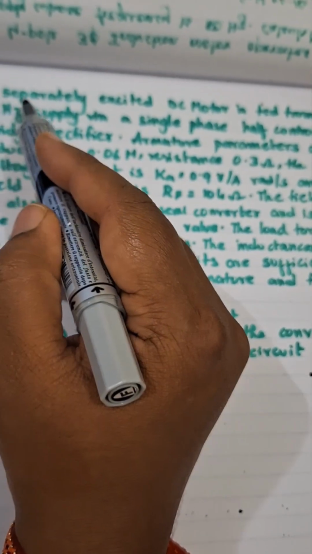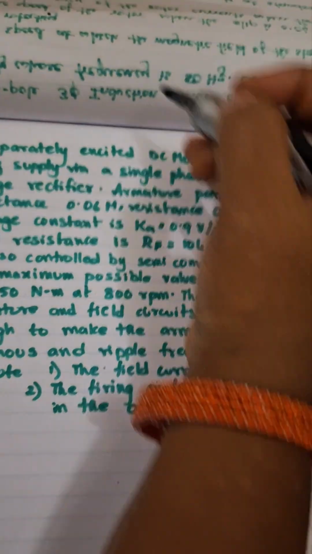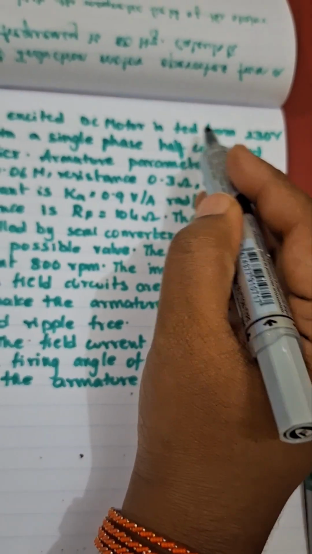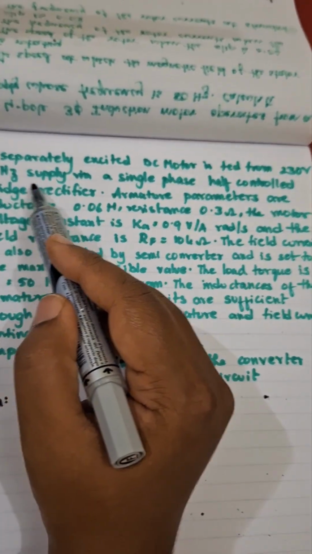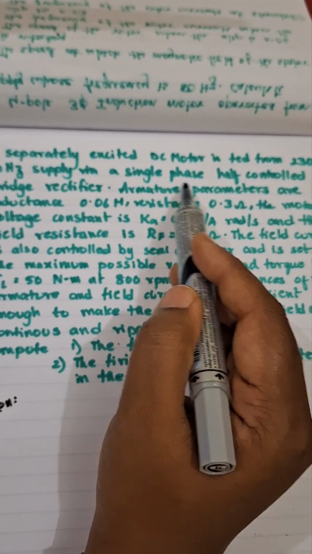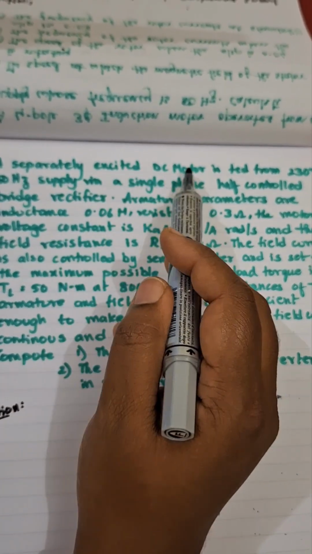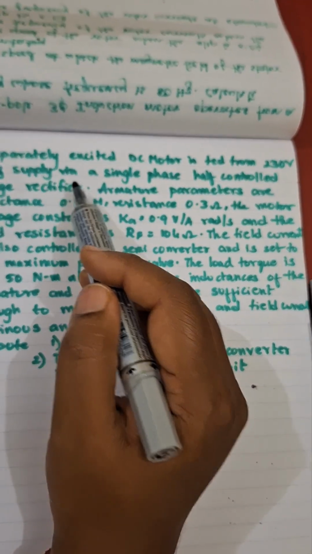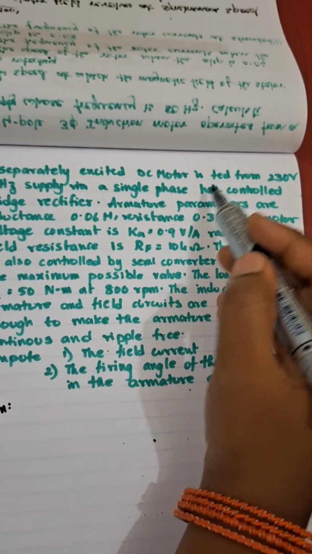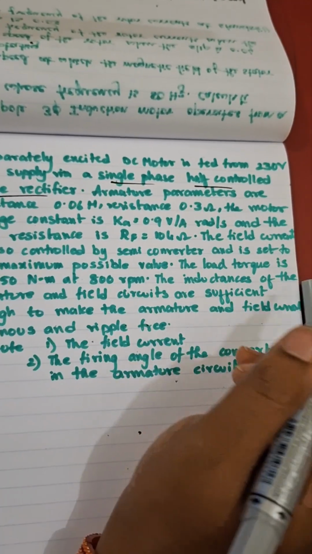So the question is talking about a separately excited DC motor fed from a 230 volts 50 Hz supply via a single phase half control bridge rectifier. So the separately excited DC motor is given to whom? A single phase half control bridge rectifier. So we are dealing with a half control bridge rectifier, which is single phase.